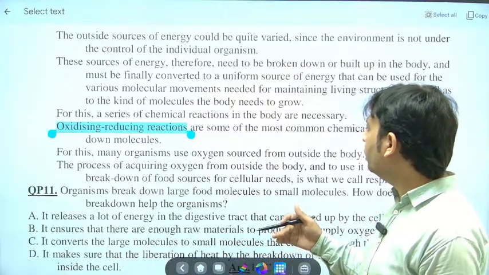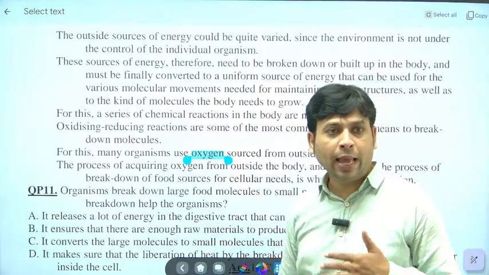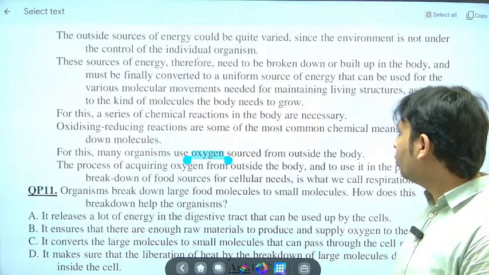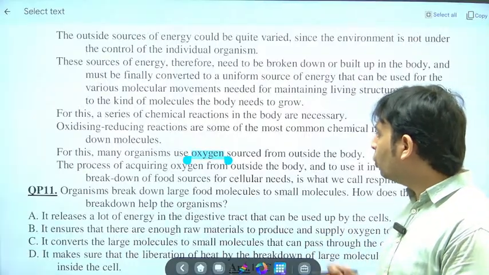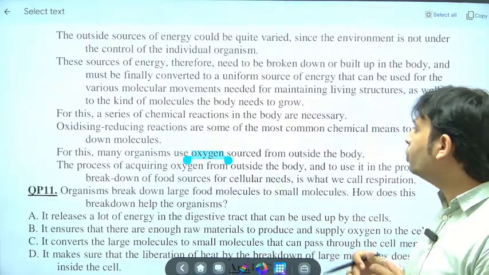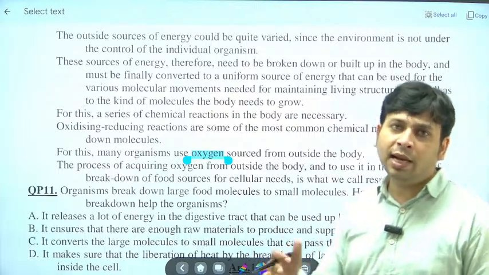For this, many organisms use oxygen. Oxygen helps in the oxidation of many things sourced from outside the body. The process of acquiring oxygen from outside the body and using it in the breakdown of food sources for cellular needs, we call respiration.